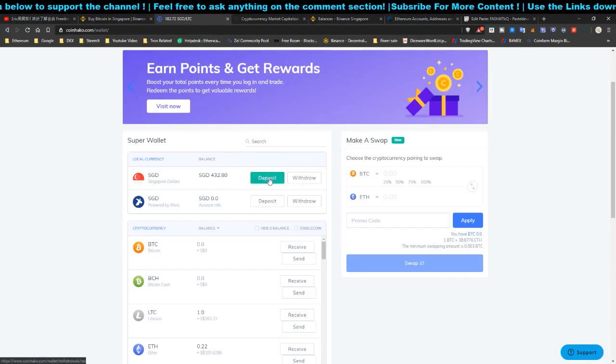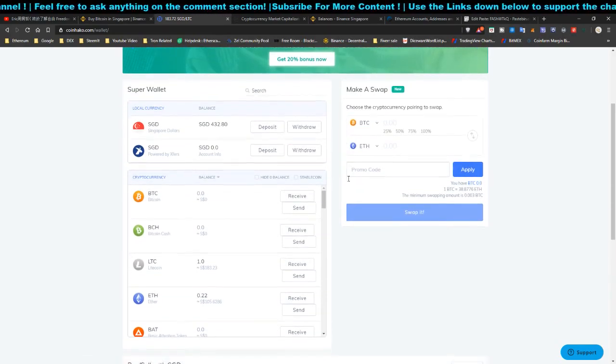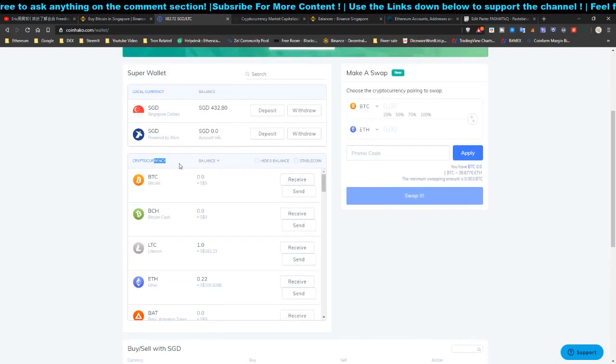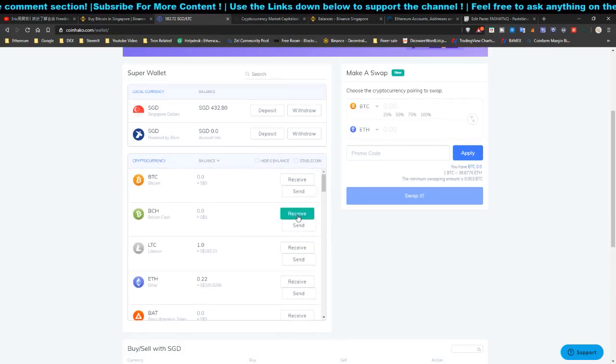Very simple. Just click on either one and it's going to show you the details. And from there, you're able to buy, sell crypto. And from there, this is your cryptocurrency wallet. So this is the wallet that you store the crypto that you are sending in.